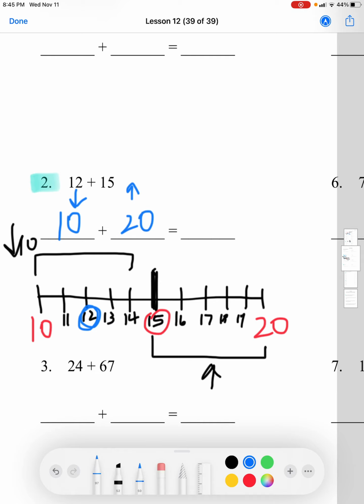So now we took 12 and 15. We're rounding them down and up to 10 and 20. So now we're going to be adding 10 and 20 together. So we have the ones place, 0 plus 0, which equals 0, and then 1 plus 2, which equals 3.